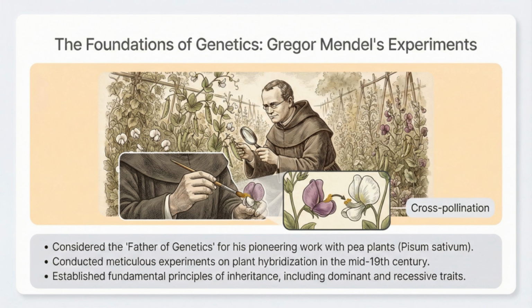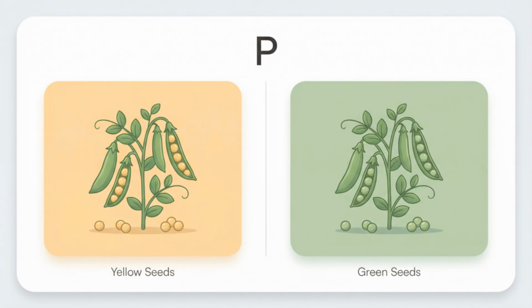Mendel worked with garden peas. Now, peas usually self-fertilized, but Mendel wanted control. He meticulously cross-pollinated them by hand to see exactly what would happen when he mixed specific traits. Let's look at one of his famous experiments. He took plants that always produced yellow seeds and crossed them with plants that always produced green seeds. He called this the P or parent generation.